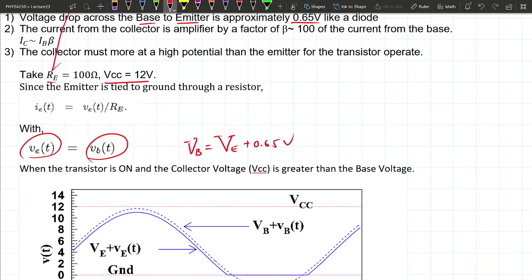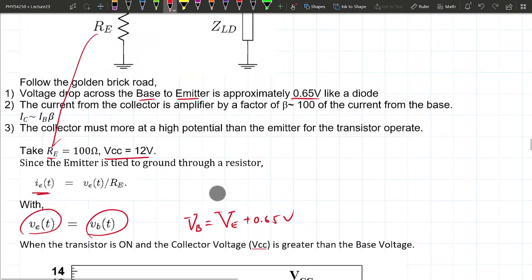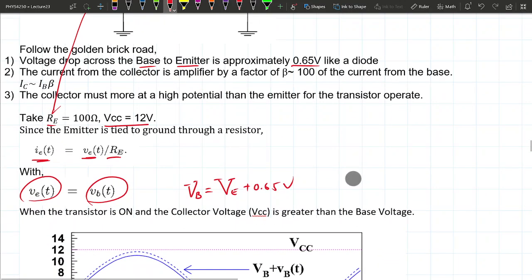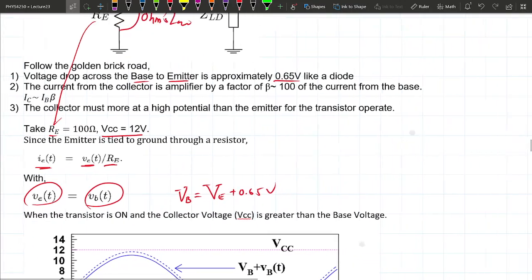The amount of current flowing through the emitter, if we just apply Ohm's law here, is just whatever the voltage there is divided by that resistor. Hopefully that's not too bad. It's just putting the R underneath. Okay. So let's see what this will look like.